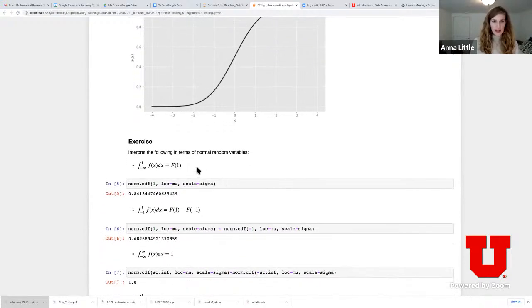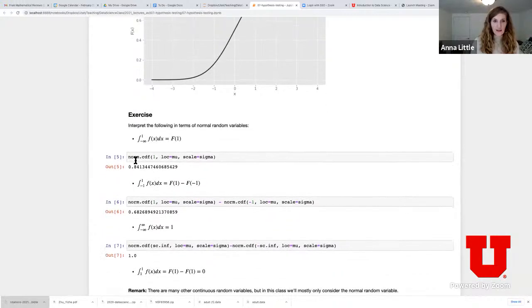Okay, so let's just do a few examples here so we can practice interpreting probabilities and PDFs and CDFs. So what does this integral mean? The integral from minus infinity to 1 of little f. This is the probability that a normal random variable is less than 1. And I should say it doesn't matter if you say less than 1 or less than or equal to 1. Whether you include the boundary doesn't really matter. And this is also the CDF evaluated at 1.